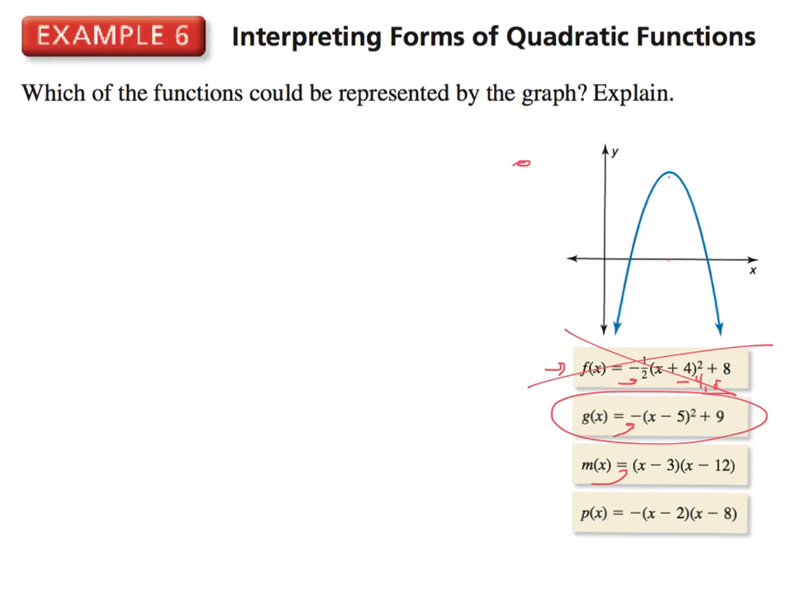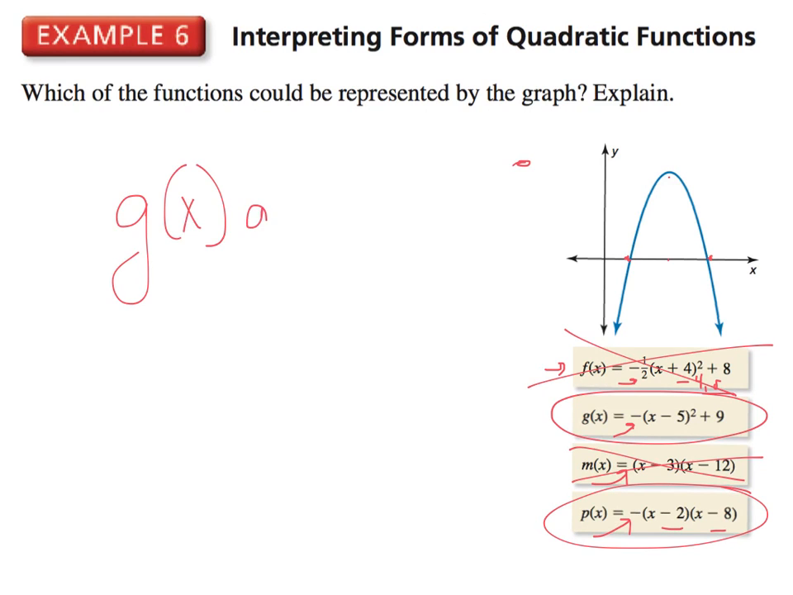The next one, instantly you see that it opens upward. Since that's positive, can't open upward. And lastly, it opens downward. Our vertex, or our intercepts are 2 and 8. So could these be 2 and 8? You better believe it. So our two answers would be functions g of x and p of x. G and p could be the functions that make this graph.